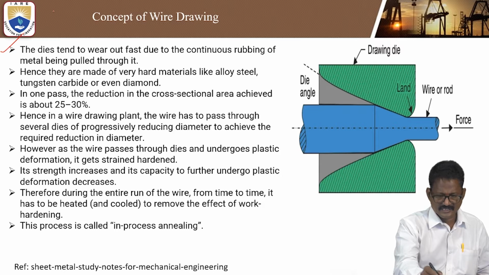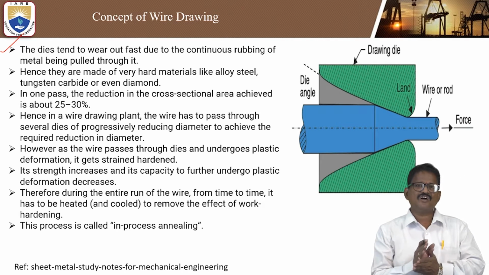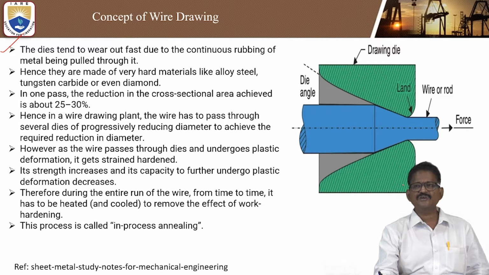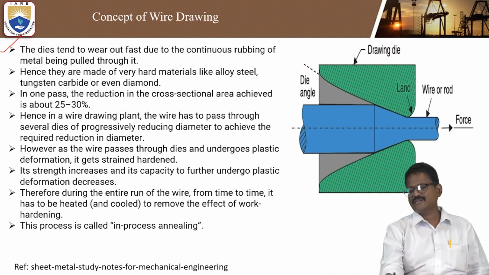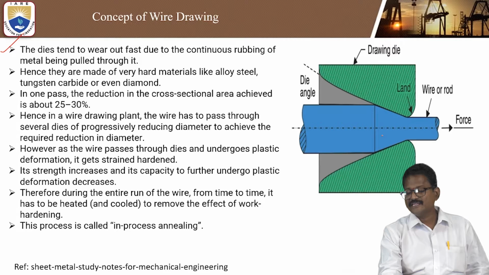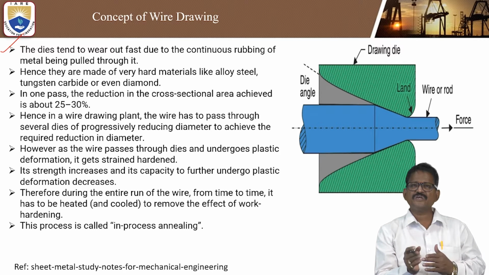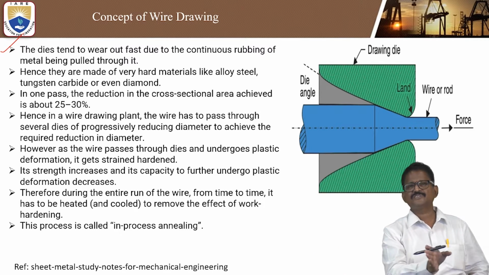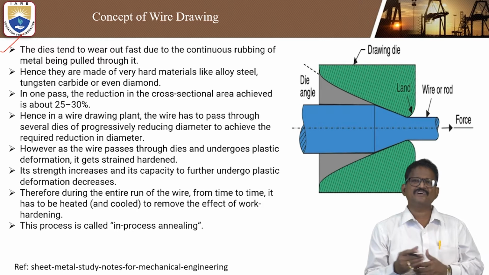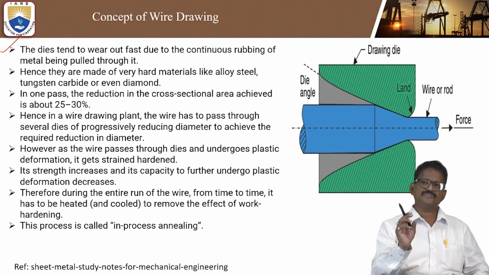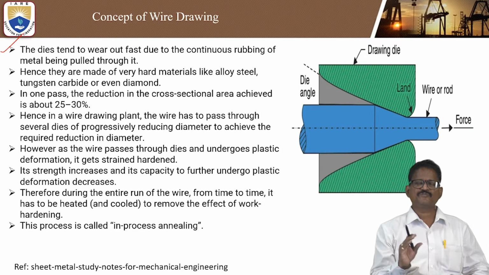The first point to check is that the dies tend to wear out too fast due to the continuous rubbing of the metal being pulled through them. Here you can see the drawing die, upper and lower. Whenever we reduce the diameter, the length increases. While performing wire drawing there is so much rubbing as the material goes in and comes out. Due to that rubbing, the dies tend to wear. So whatever dies are used here, we should know their limit. A die can be used for a certain amount of material, for example 10,000 components.